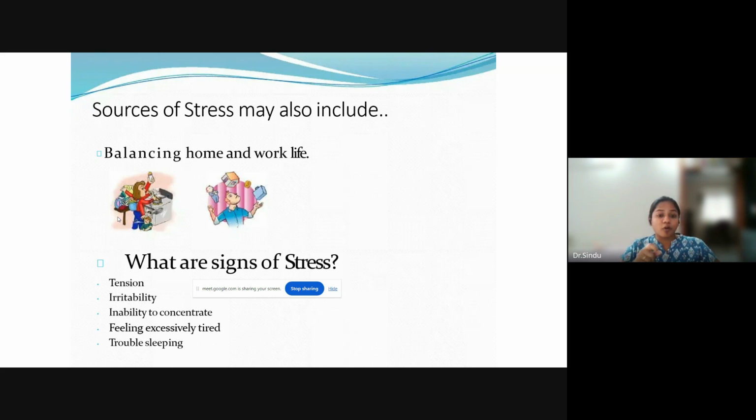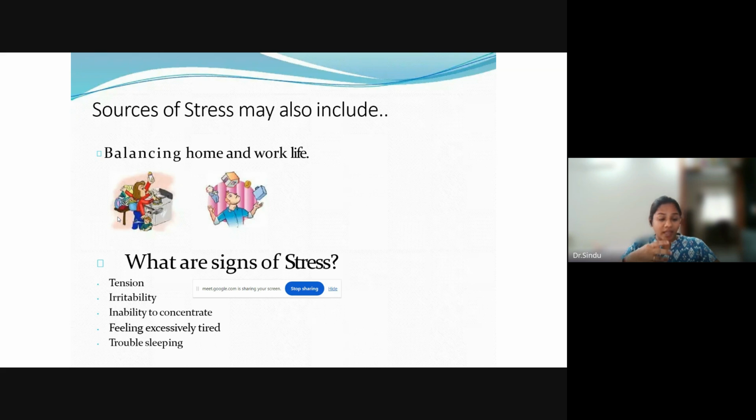And inability to concentrate. Suppose your exam is on the next day, tomorrow. If you are not concentrating on your studies and on writing the examination, you feel tense. That again causes stress. Then feeling excessively tired. When you go somewhere to play cricket, or do some extra work, you always feel excessively tired. That also causes stress.